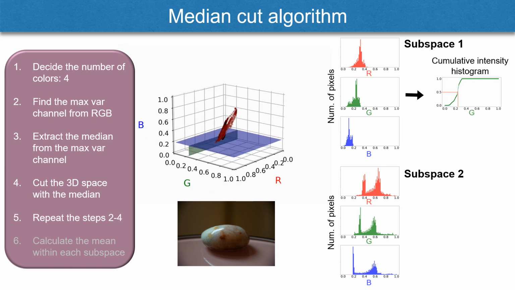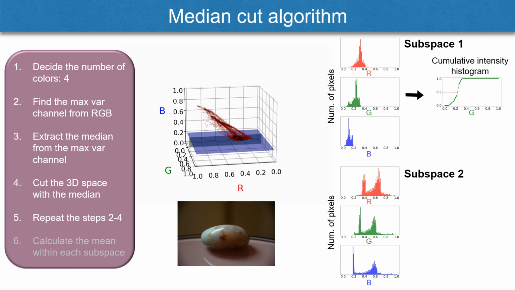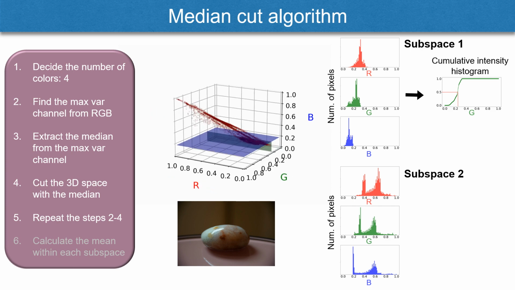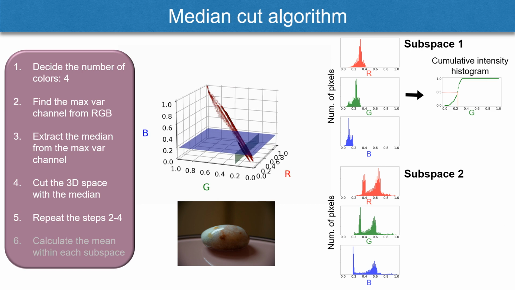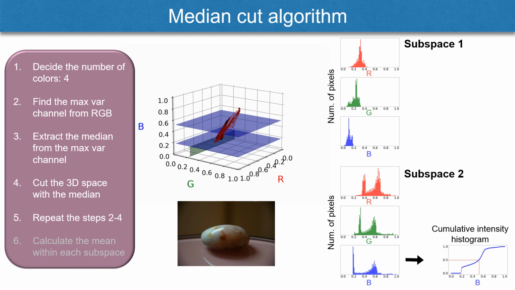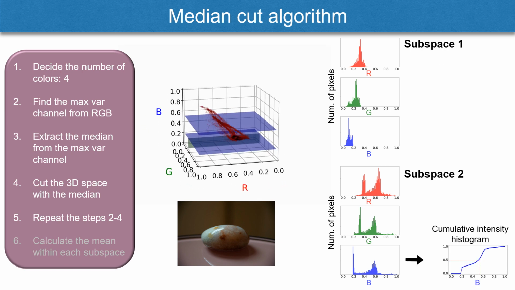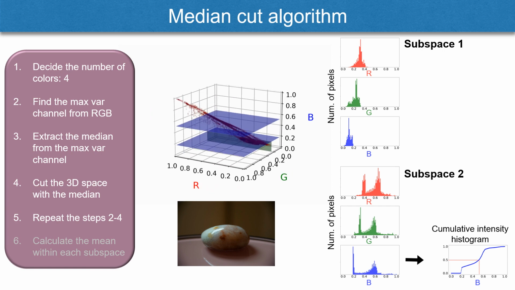That is, for subspace 1, the G channel is used, and the cutting is like this. For subspace 2, the B channel is again selected, and the cutting is like this.